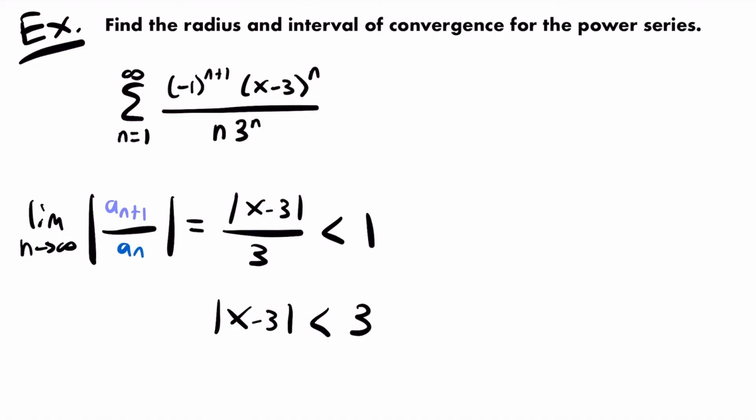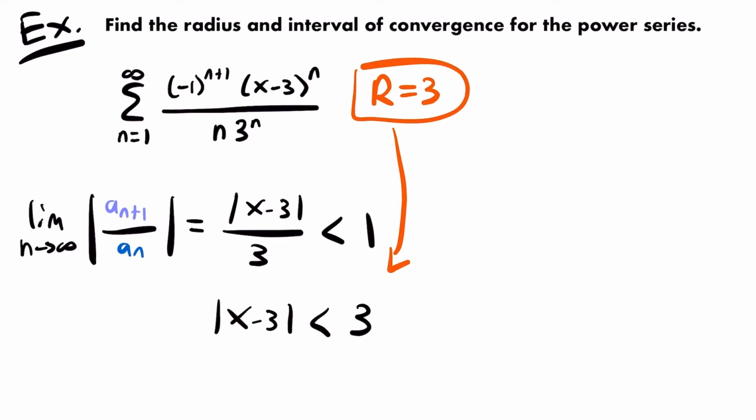In our power series, we had x minus 3 to the power of n, and now we have the absolute value of x minus 3, and it's less than 3. And so 3 is our value of r. The radius is 3.